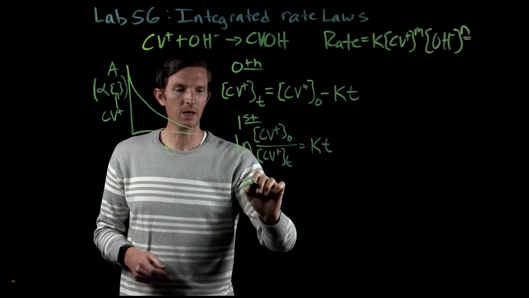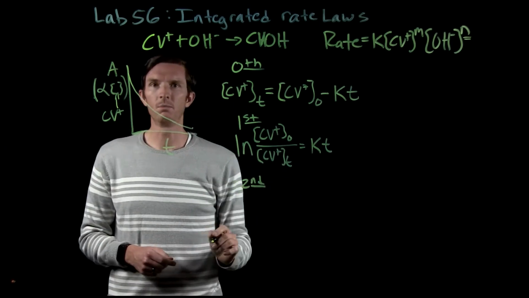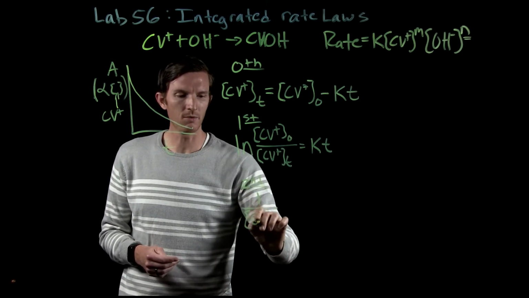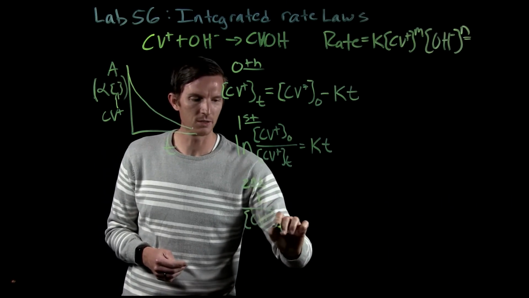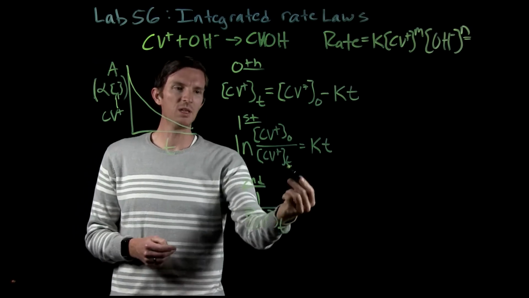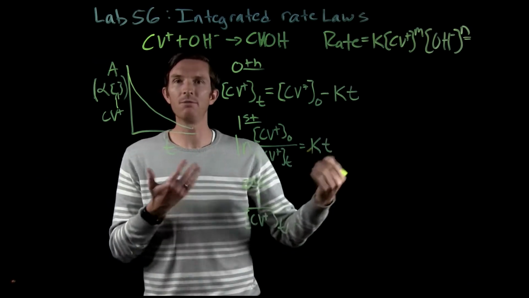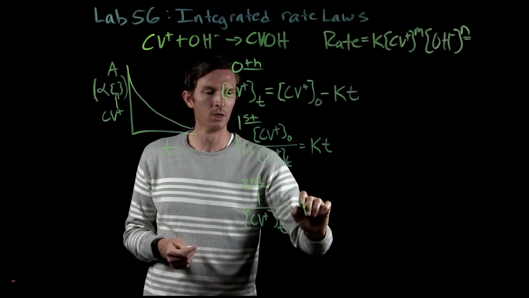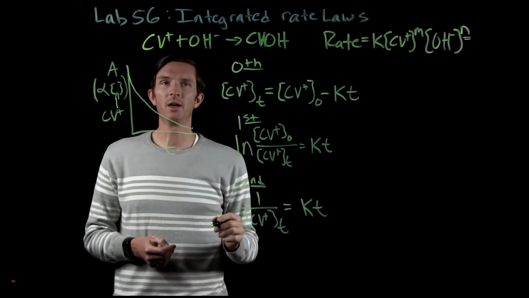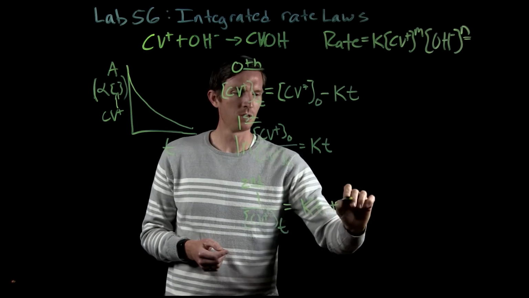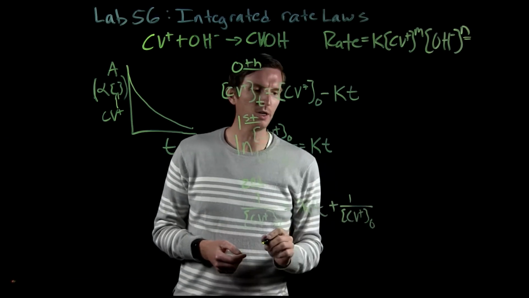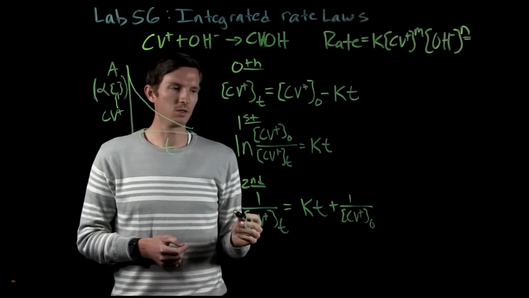Okay, then we also have second order. Well, second order looks a little bit different. It's going to be 1 over our crystal violet concentration, and the sub t means at some time period after our reaction has started, is going to be equal to our rate constant times time plus 1 over our initial crystal violet concentration.